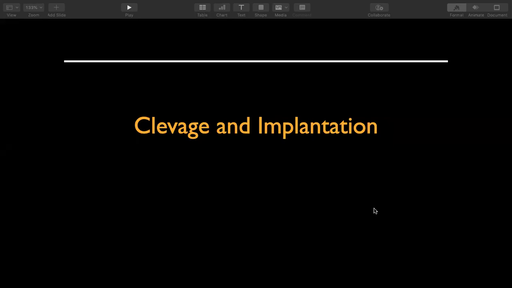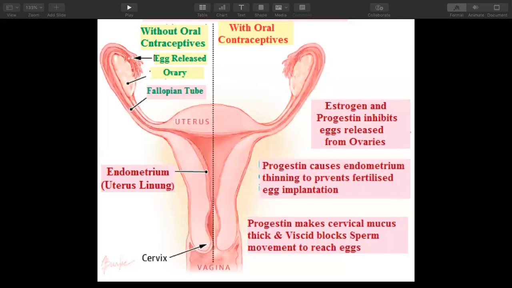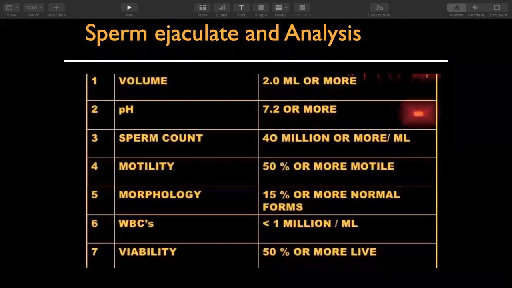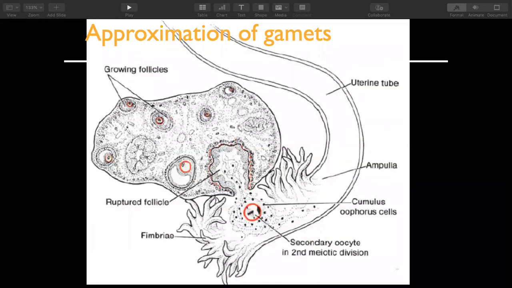Last time, if you remember what we have done, I'll just go back quickly. We have discussed the fertilization topic, and in this topic we had studied different sections. That is approximation of the gametes.